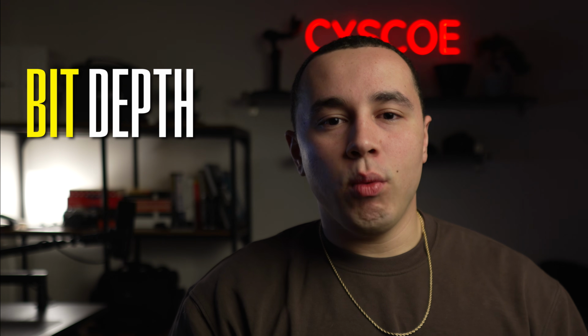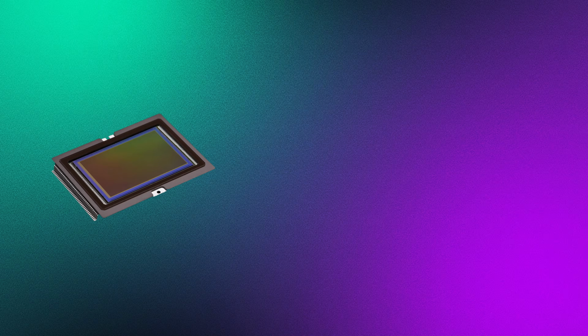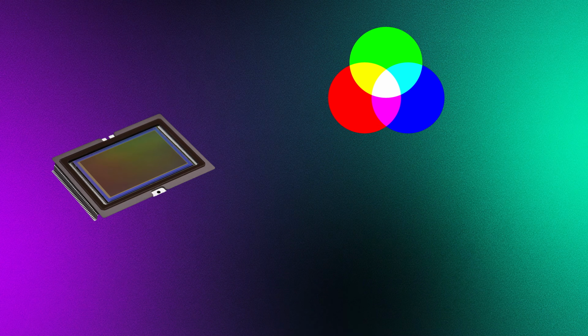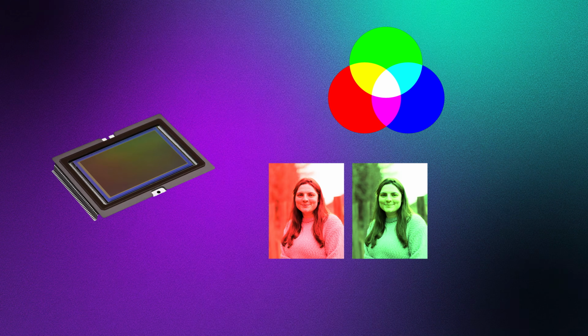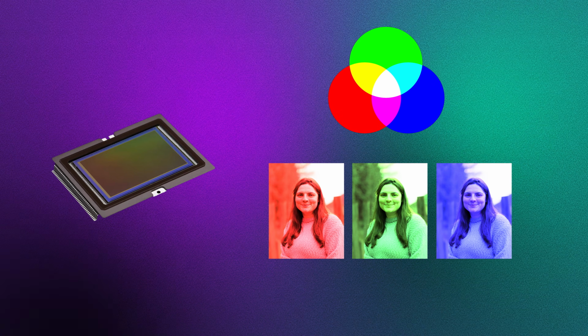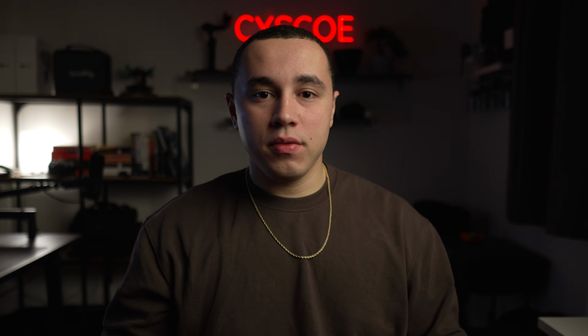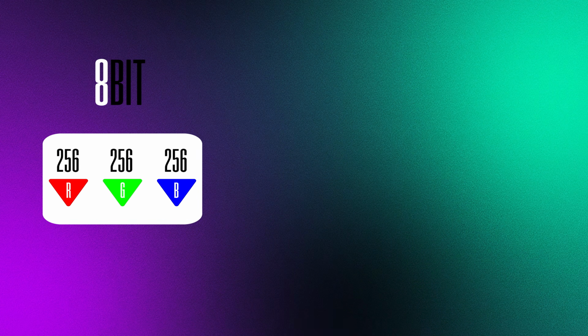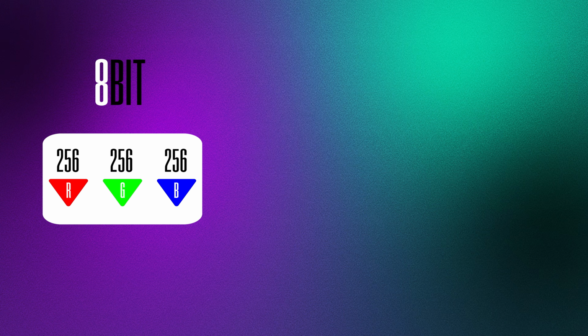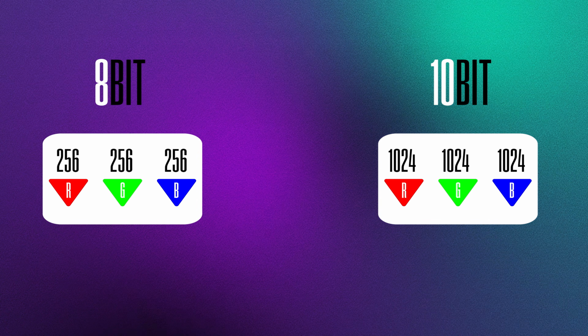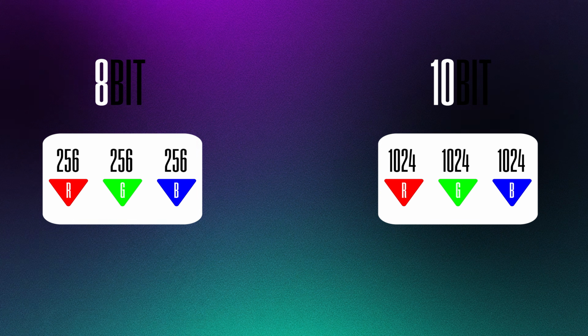bit depth. Now, what bit depth is, is your camera sensor's ability to capture colors in the red, green, and blue channels, and that depth is the amount of colors that your camera can capture in each one of those respective channels. An 8-bit video can show 256 shades of color, while a 10-bit video can show 1024 shades of color.